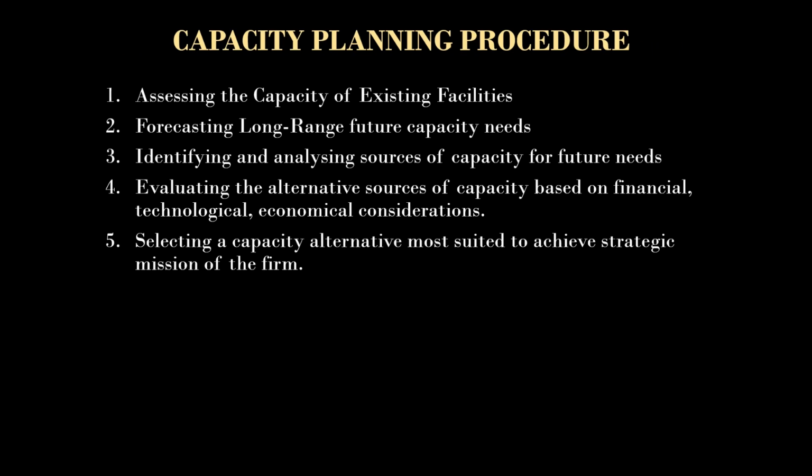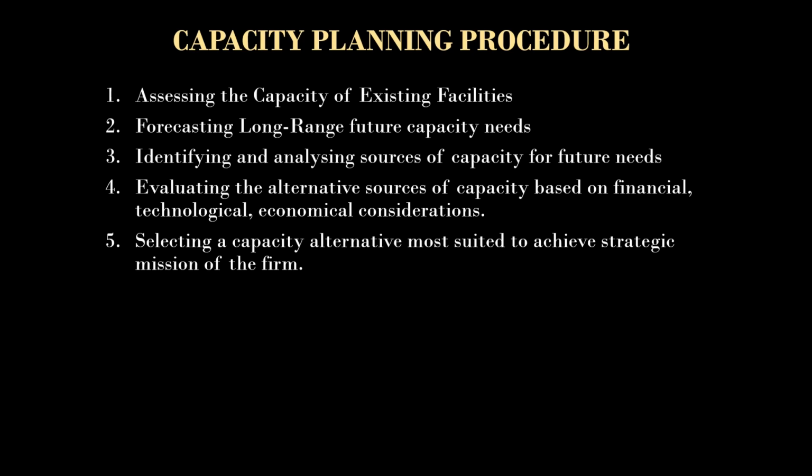Coming to the capacity planning procedure, how capacity planning is done. The first step is assessing the capacity of existing facilities. Suppose we have a manufacturing organization where there may be several machines, and each machine may have a different capacity, say maybe producing 100 units per hour, or 50 units, or 500 units. So assessing the capacity of the existing facilities will help in identifying whether additional equipment or machinery has to be purchased or installed, or can we run with the existing capacity to meet the market demands.